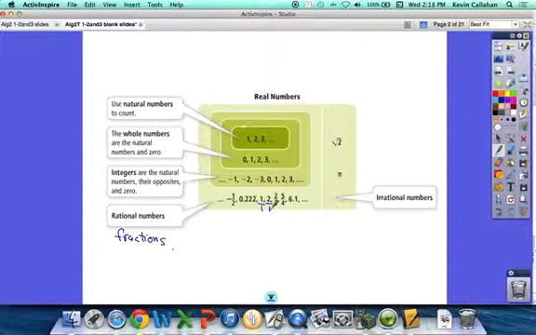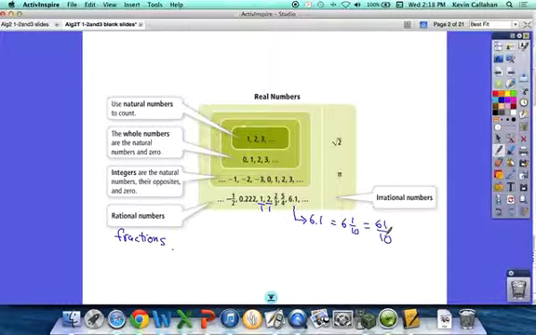How about 6.1 right here? Well, we know what the 0.1 means, don't we? What does the 0.1 mean? Say again? It's a tenth, right? It is 6 and 1/10, which is like 61 tenths. So that would be a rational number.